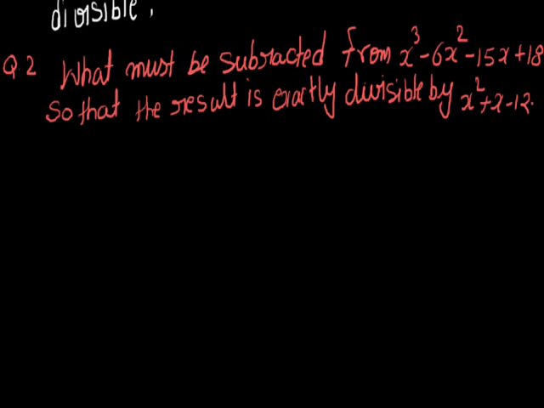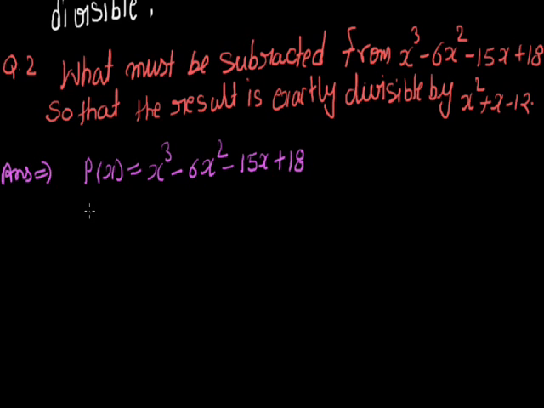That is our question. Now we come to the solution. How can we solve this question? Again, let us assume the given polynomial expression p of x equals x cube minus 6x square minus 15x plus 18, and the second expression, let it be g of x, equals x square plus x minus 12. Now again our question: what expression must be subtracted from p of x so that the result is exactly divisible by g of x?